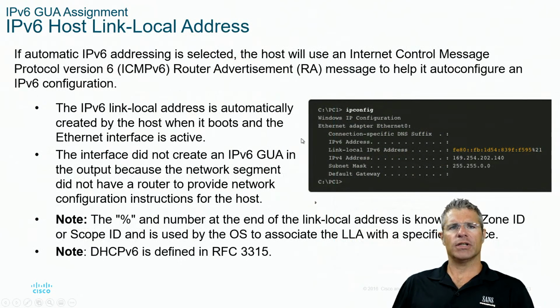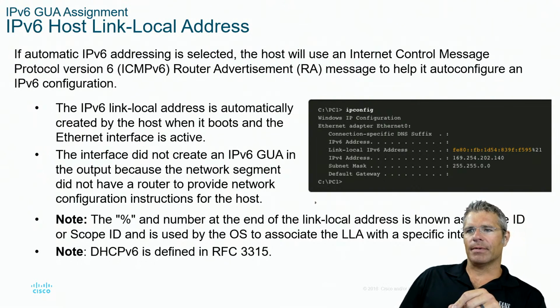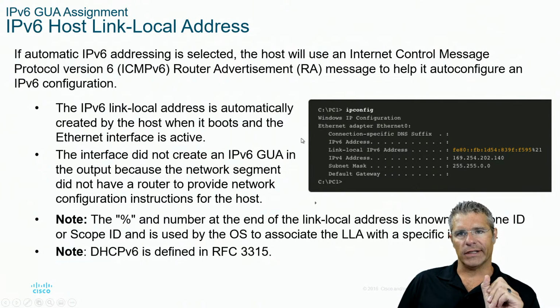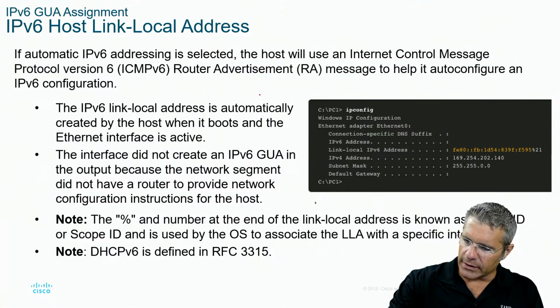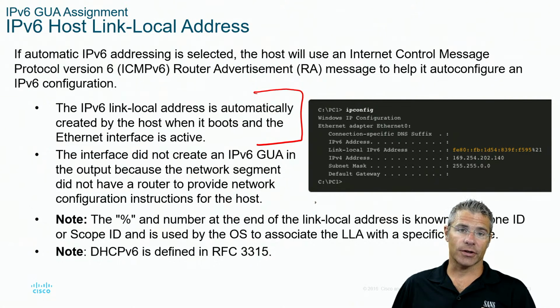And we have some automagic to do that. Built into the Internet Control Message Protocol version 6 is a router advertisement message that will help devices become automatically configured. By default, you get a link local address created by the host when that system comes online, if it's got an Ethernet card in it and IPv6 is configured.